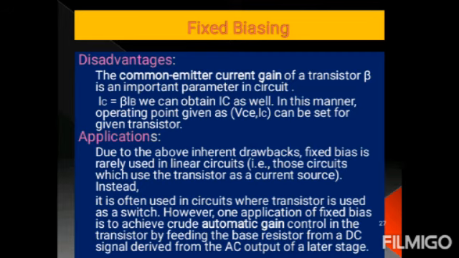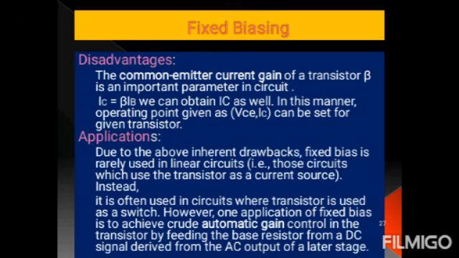The advantage of this fixed bias is it is a very simple circuit and it provides the required biasing, but it is often used in circuits where the transistor is used as a switch, not as an amplifier. However, one application of fixed bias is to achieve crude automatic gain control in the transistor by feeding the base resistor from a DC signal derived from the AC output of a later stage.